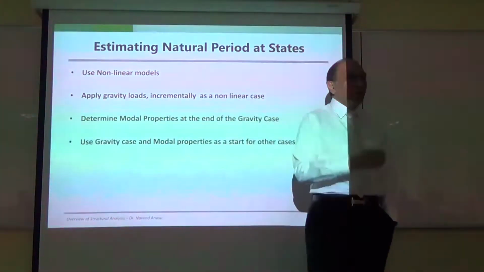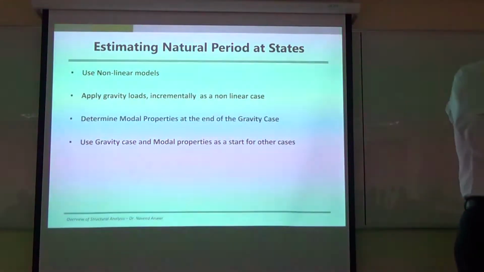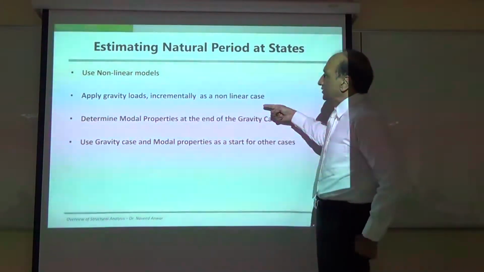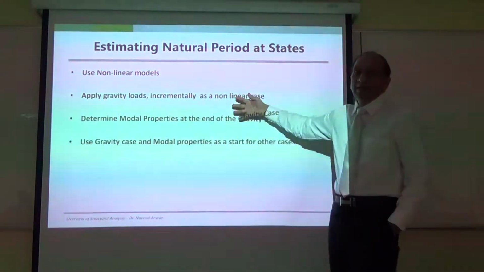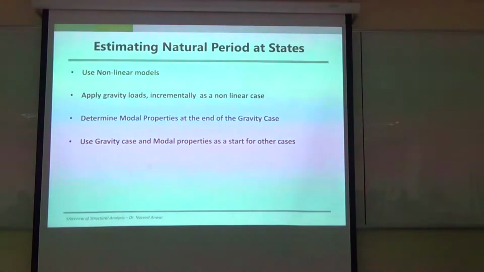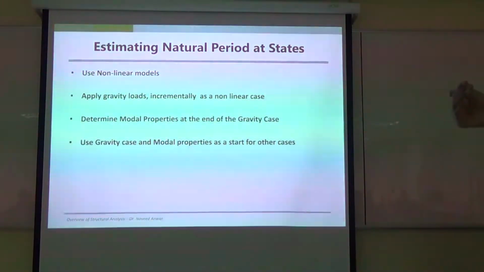Normally, the real good way is to use nonlinear models and determine the stiffness at various stages of the nonlinearity and calculate the natural period at that stage. It's a complicated process. Not many engineers know how to do it. Because you do a nonlinear analysis, and at each stage you stop the analysis, determine the natural properties here, then continue. So it's very complicated, but sometimes we have to do it. Apply gravity loads incrementally as a nonlinear case. So this is the procedure. I can assure you, hardly anybody does that, unless it is an advanced project. It's a really important project, and it's really critical. People do not have the time to do all of that. But that is the right way to go.